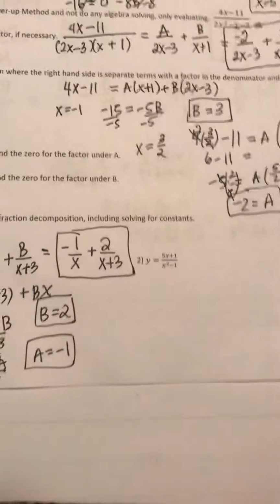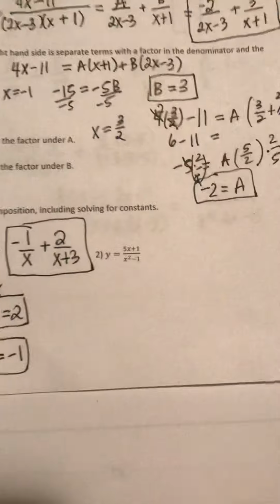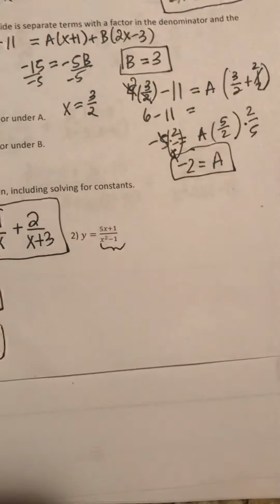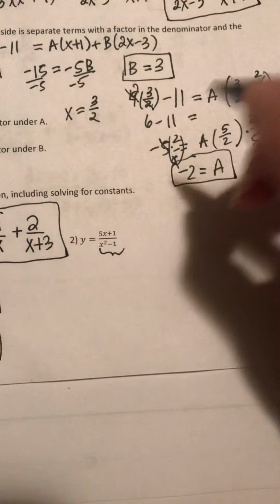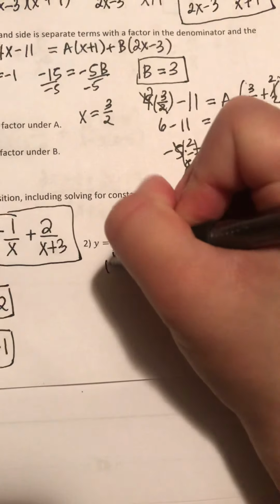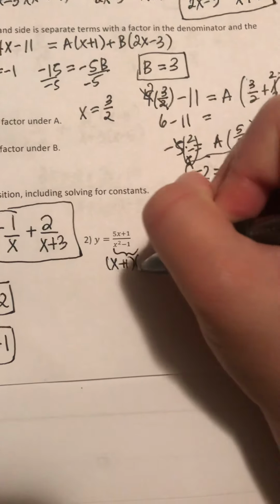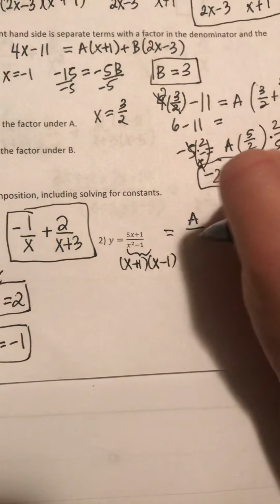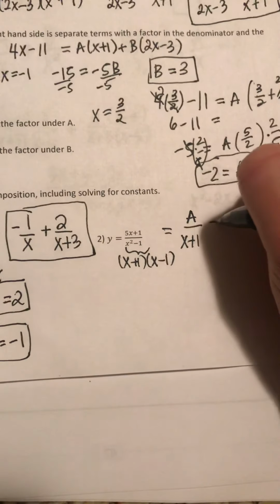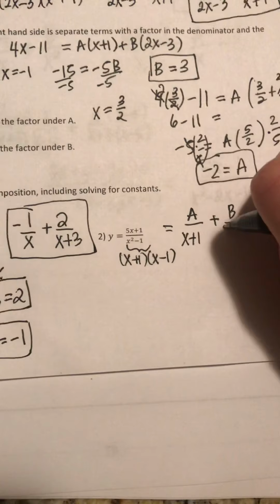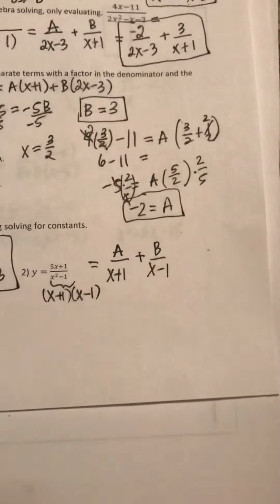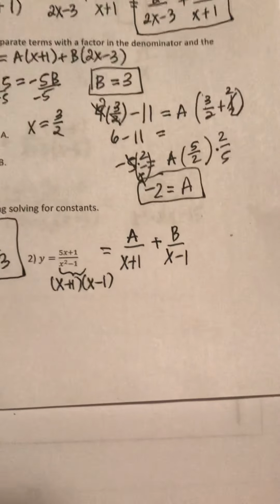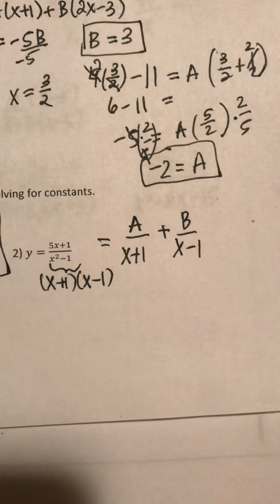Perfect. All right, last example on this page. We have to look at that quadratic, and the quadratic is factorable. That's a difference of squares. So that's going to turn into x plus 1 and x minus 1. So this is going to be A over x plus 1 plus B over x minus 1. You guys can try that one on your own. Check my key on my website for the answer. I'm going to move on to the back.